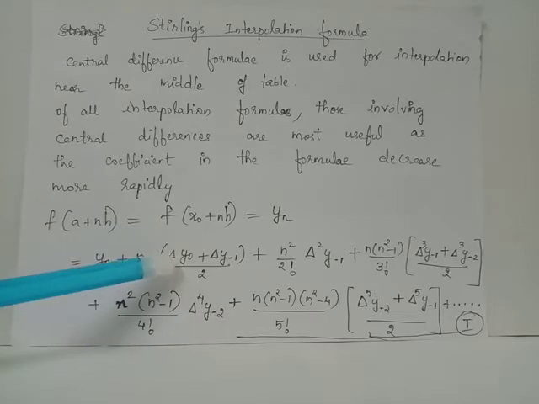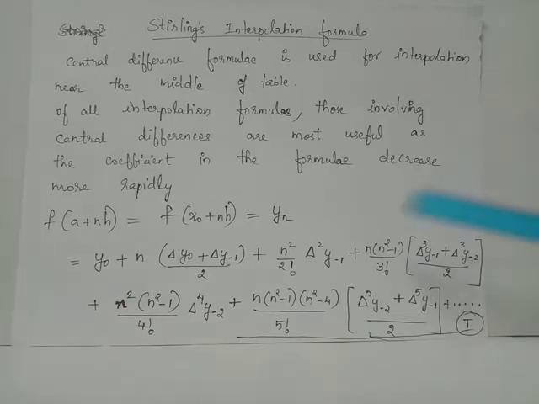The derivative of this term with respect to n will be delta y naught plus delta y minus 1 divided by 2, because the derivative of n with respect to n will be 1. When you consider the derivative of this term, you will get 2n divided by 2 factorial multiplied by delta square y minus 1, which becomes n times delta square y minus 1.